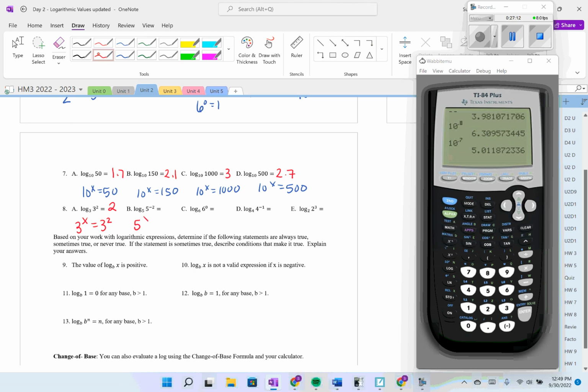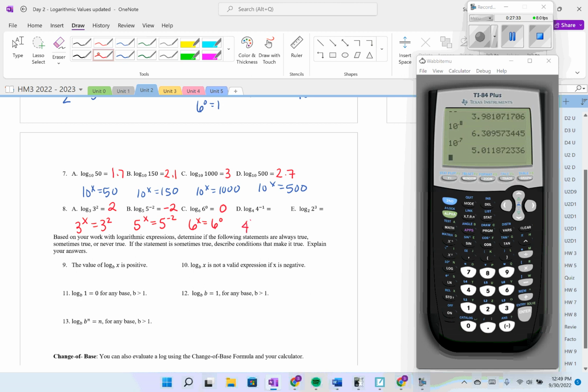So this would be 5 to what power equals 5 to the negative 2? Well, x would be equal to negative 2, because when we have something with the same base, we set the exponents equal. So in this case, we get negative 2. 6 to what power equals 6 to the power of 0? So x equals 0.